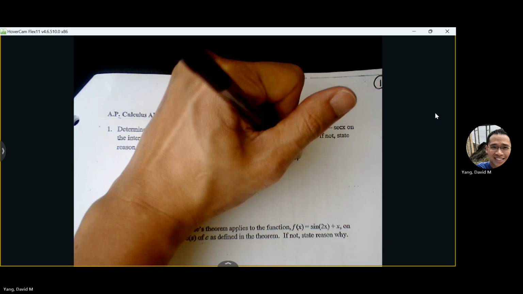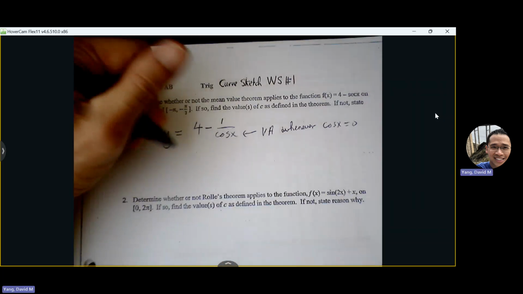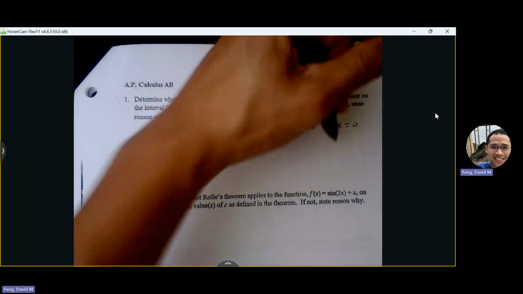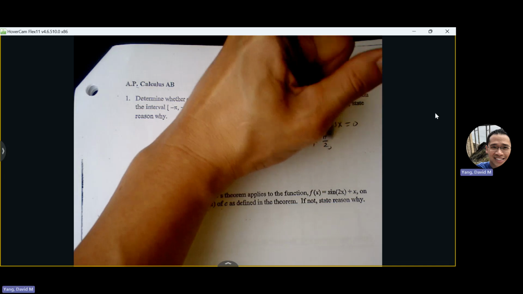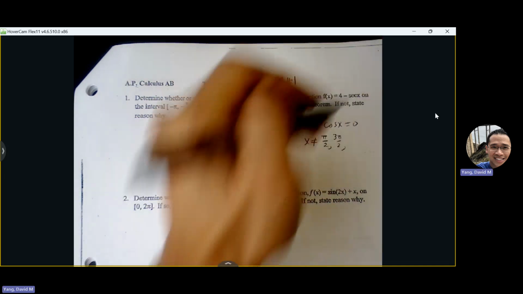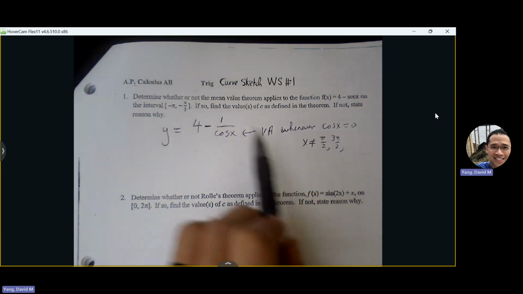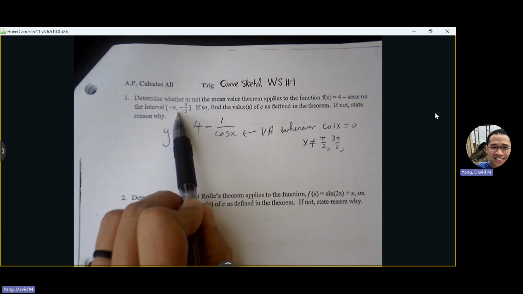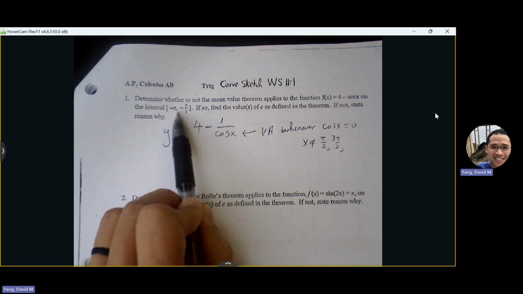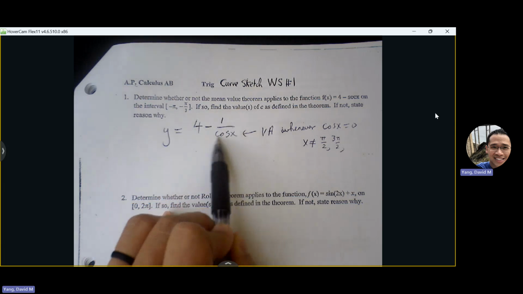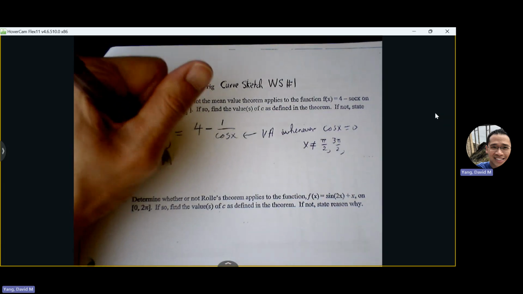whenever cosine of x is equal to 0. And cosine of x equal to 0 at pi over 2, 3 pi over 2, any variations of pi over 2, right? And if I subtract 2 pi from pi over 2, I'm going to end up with negative pi over 2, and negative pi over 2 is going to land inside this interval, and that's going to cause an issue. The graph is not going to be continuous between negative pi and negative pi over 3, so mean value theorem does not apply.